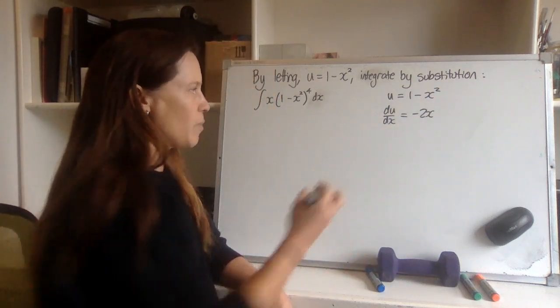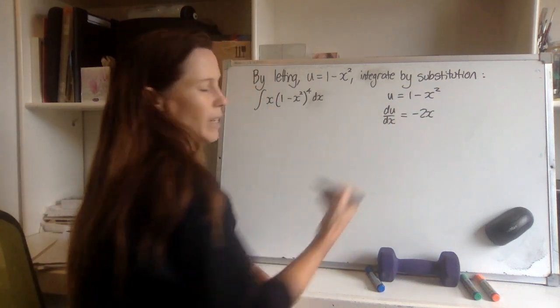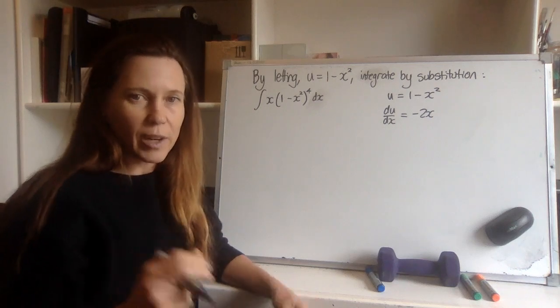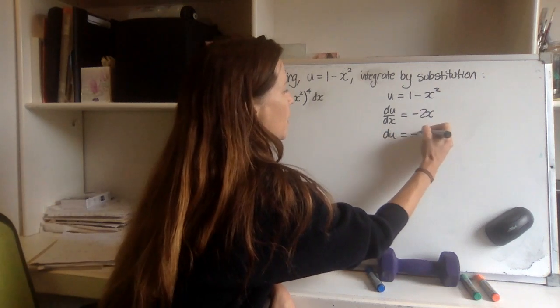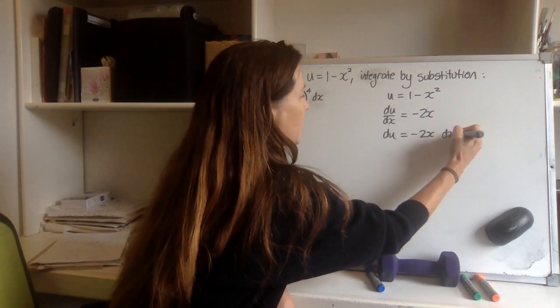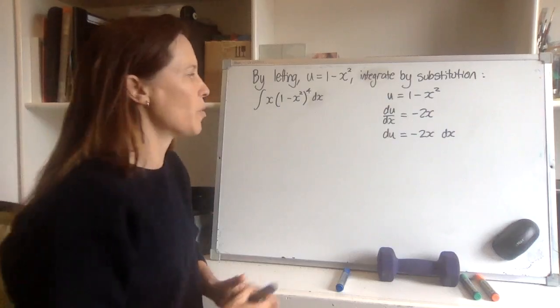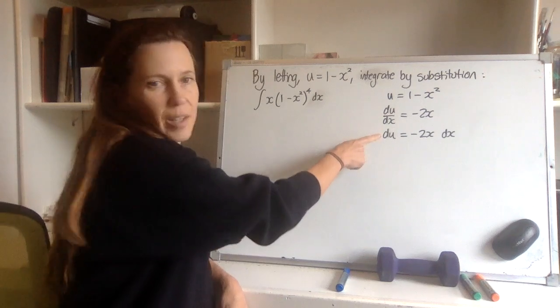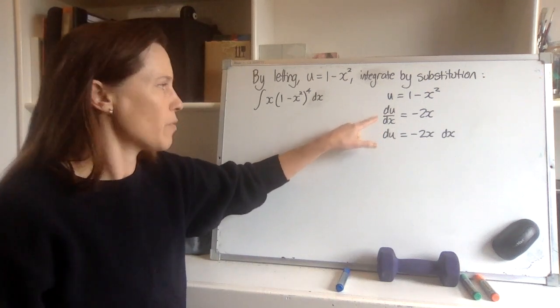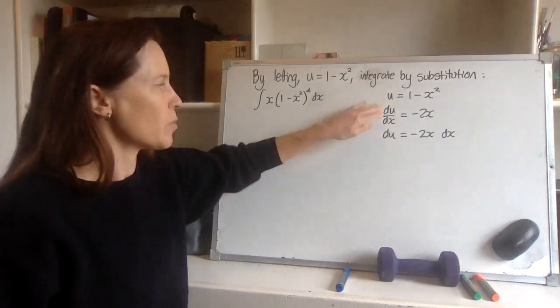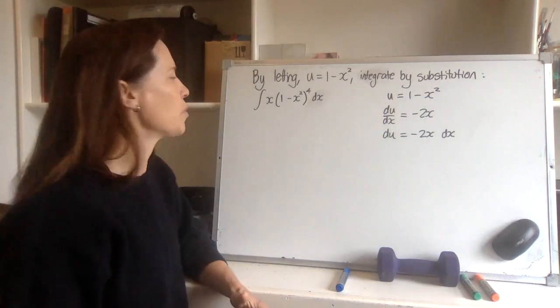Now, the next step involves splitting up the du and the dx. Now, it's not technically a fraction, but we can treat it like a fraction and say that du is equal to negative 2x dx. So when you've done quite a few of these, you're going to go from this step to this step just in one go. You'll find yourself leaving this line out. But if it confuses you, feel free to do this line every time, but it's one that you'll very quickly see as a little bit optional.